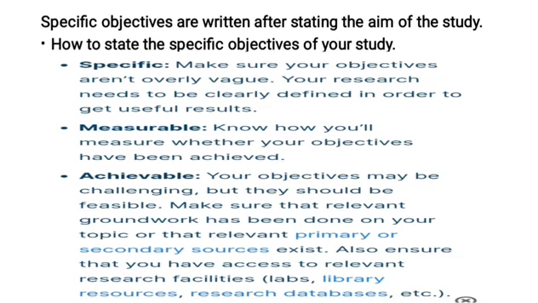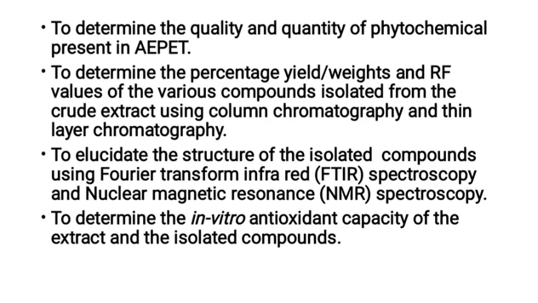After writing the aim, you now go over to specific objectives. After the aim, you go over to what? Specific objectives. Specific objectives are written after stating the aim of the study. How do you state your specific objectives? Make sure your objectives aren't overly vague. They must be measurable, must be specific, and must be achievable. These are the three things.